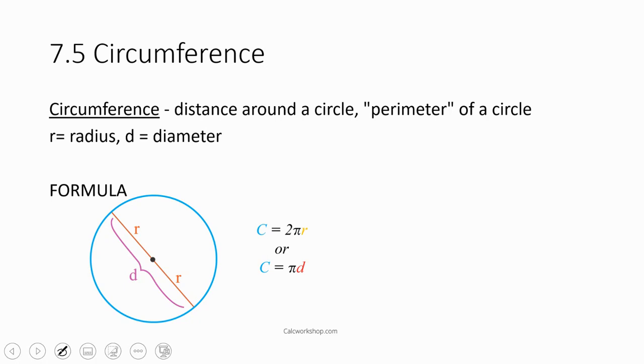Hey guys, we're going to keep moving on with our geometry lessons. So today we're going to do 7.5, which is going to be on circumference. Circumference is just the distance around a circle. It's kind of like the perimeter of a circle.